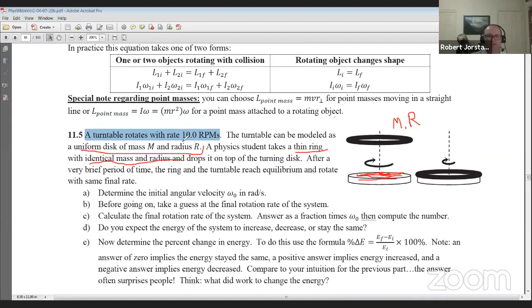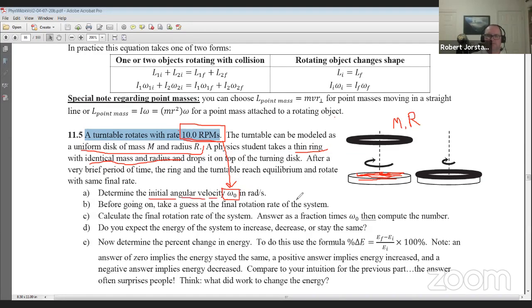Okay, and the turntable is rotating with 10 RPMs. Think to yourself, 10 RPMs, what is that variable? Hopefully it makes sense that it's omega naught, that's the RPMs, or the initial angular velocity.